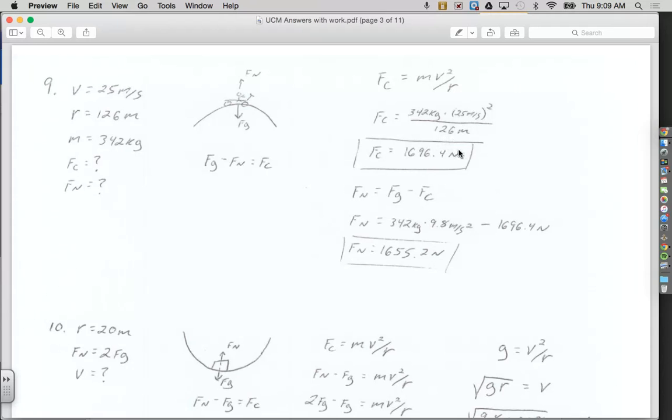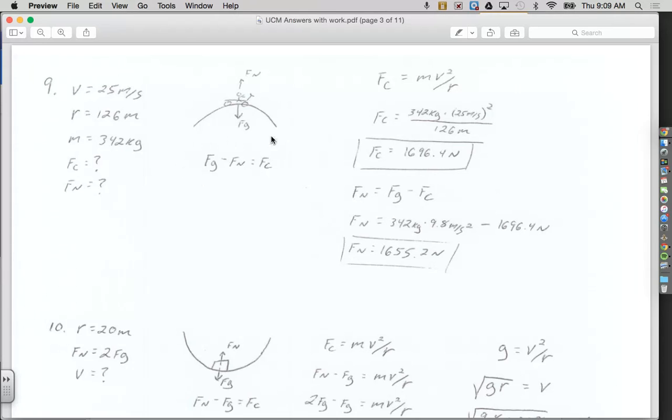Plugging into my calculator, I know the centripetal force acting on this motorcycle to keep it in its path of going around this hill is 1,696.4 newtons. Well, what is the normal force? How much is that going to be?